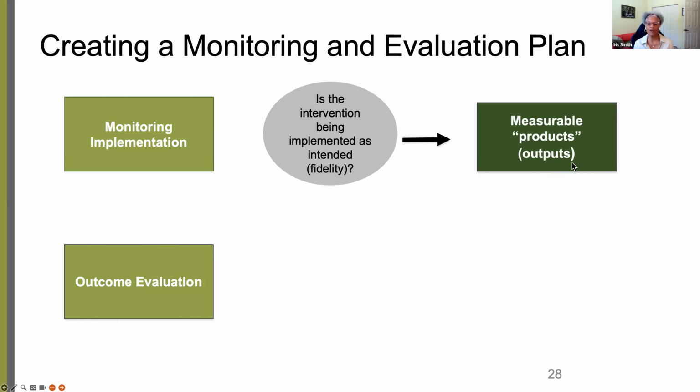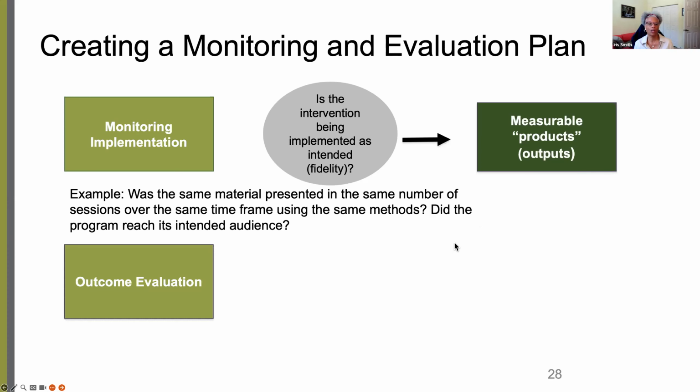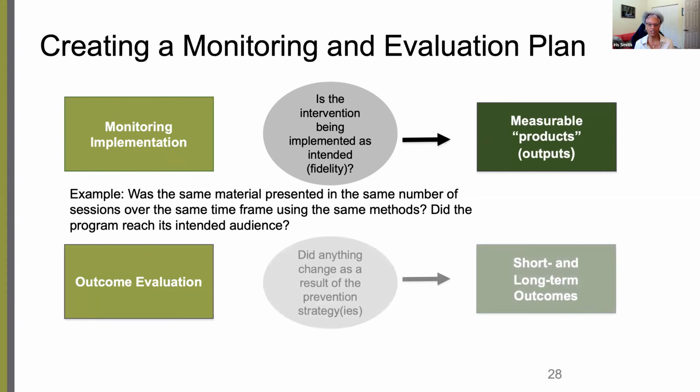In your logic model, those become outputs. Those are measurable things, products of your intervention that you should be measuring. An example would be, how is the material being presented? Is the presentation consistent? Did the program reach the people that you wanted to reach? Who's coming and who's staying? That kind of data can be very important in terms of monitoring your overall implementation process.